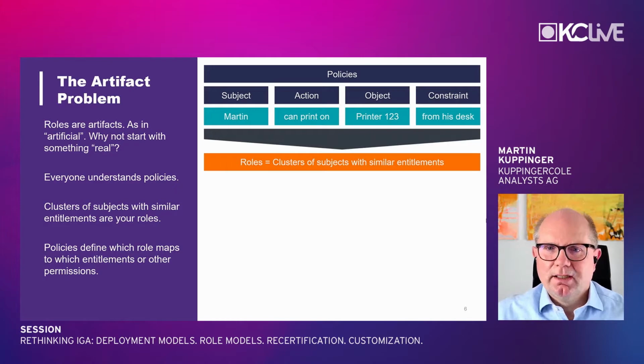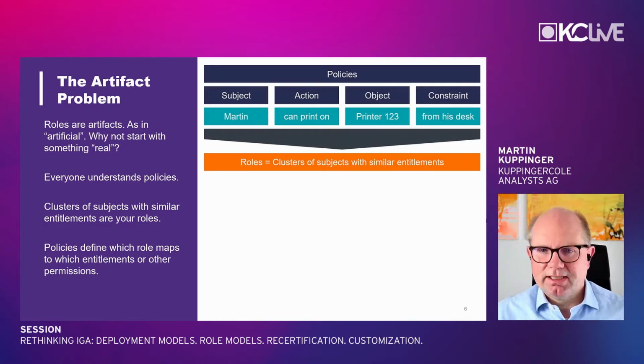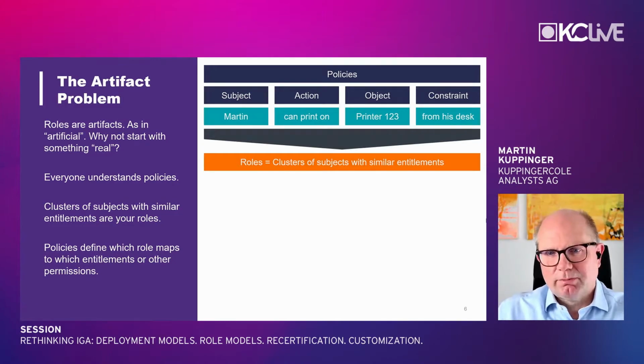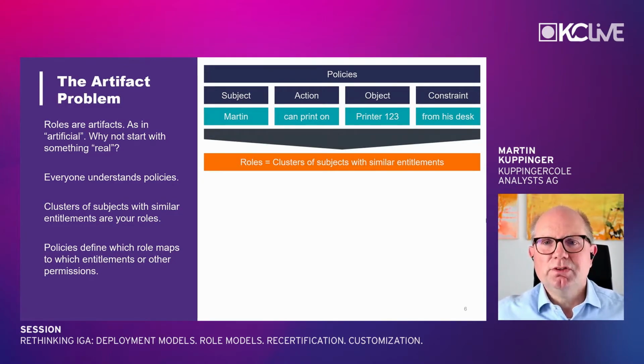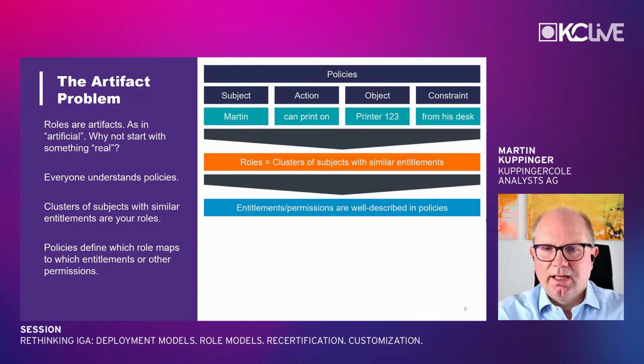If we then cluster the subjects that have similar entitlements, and that is something we even could do with some support of technology, that's not really rocket science, that's just clustering. Then we can figure out who are the users that are relatively similar. It's a little bit like role mining, but we don't start with the roles, we start with newly described policies. So we don't start by conserving the legacy and the mistakes we've made, but we start with freshly described policies. We cluster them, and then we have the entitlements and permissions because they are already described in the policies. Martin needs access to the printer under certain constraints.